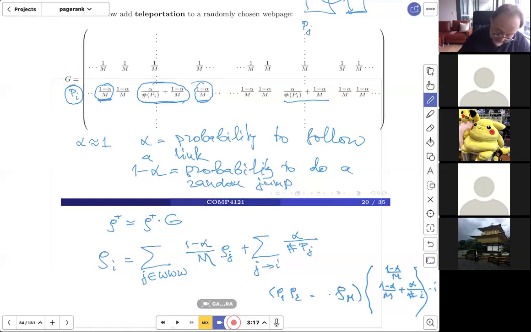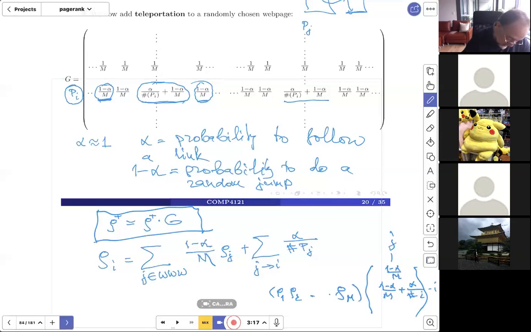And when you multiply the jth column with this row, that's precisely what you get. Okay, so now the question is, why is it the case that this system of equations, in fact, if you assign ranks in this way, the solution exists, and it is unique.